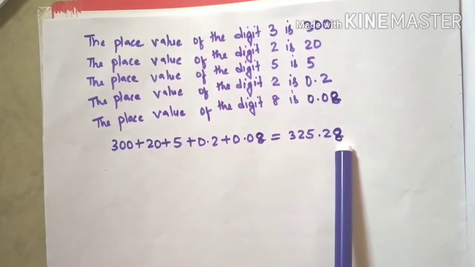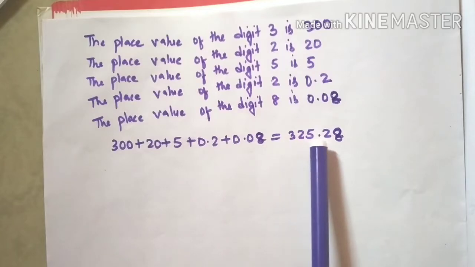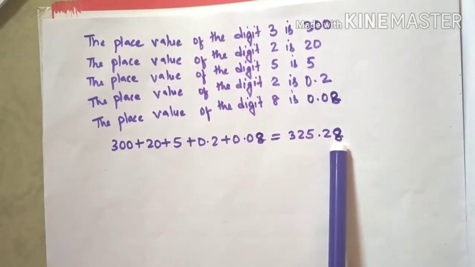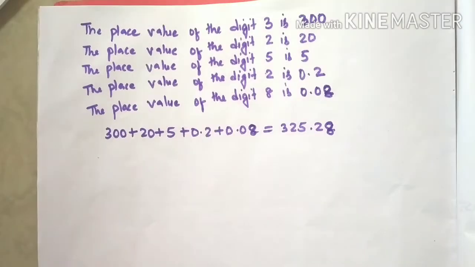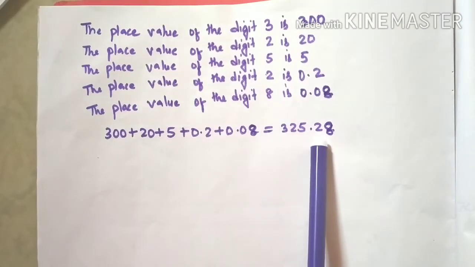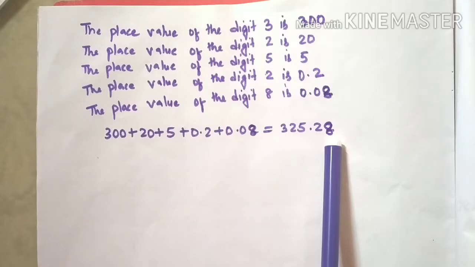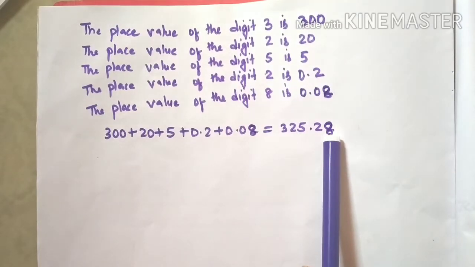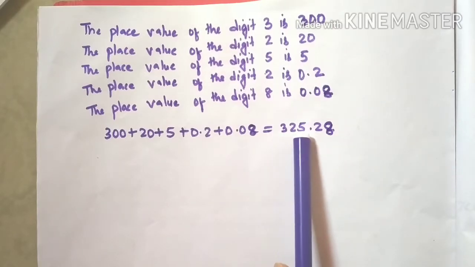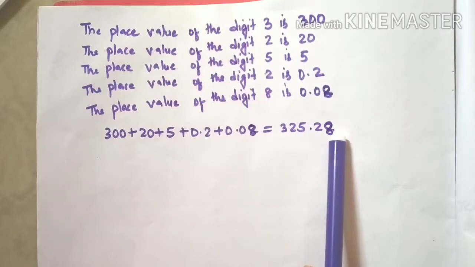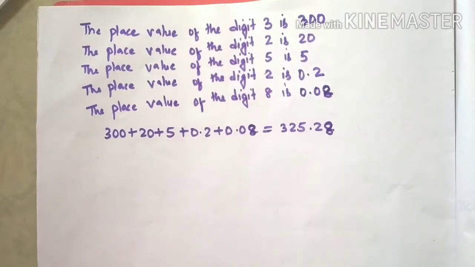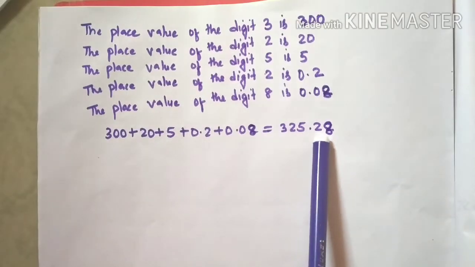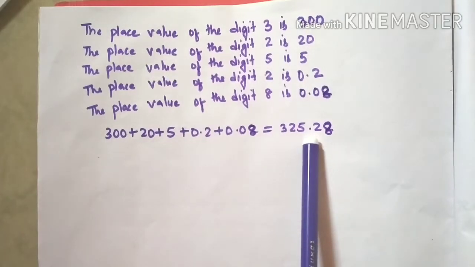Students, the decimal 325.28 has 2 digits after the decimal point, tenths and hundredths. And tenths and hundredths are the decimal places. So we can say that 325.28 has 2 decimal places because it has 2 digits after the decimal point.